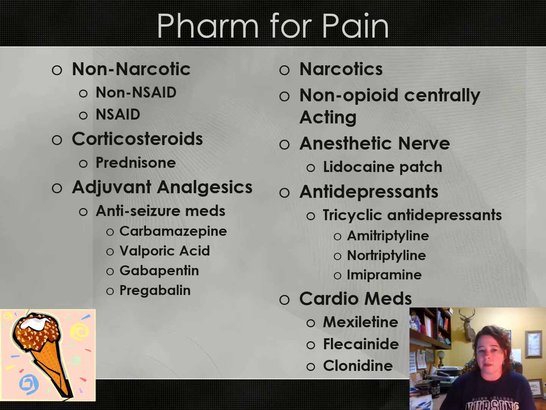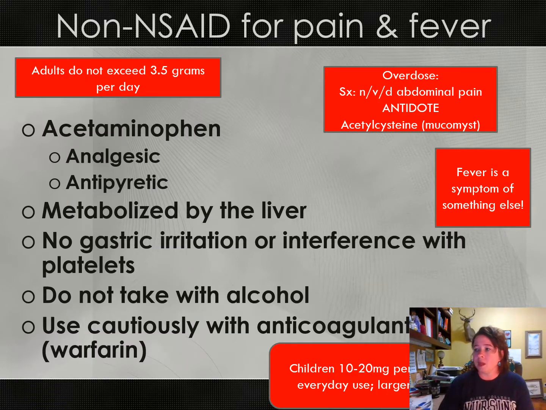So our first step is going to be our non-NSAIDs. Our non-NSAIDs only have one in the class. Woohoo! One drug to learn. It's good old-fashioned acetaminophen, also goes by the brand name Tylenol. It is both an analgesic and an antipyretic. Works fantastic to help take away pain. Also, it's great to help control fever.